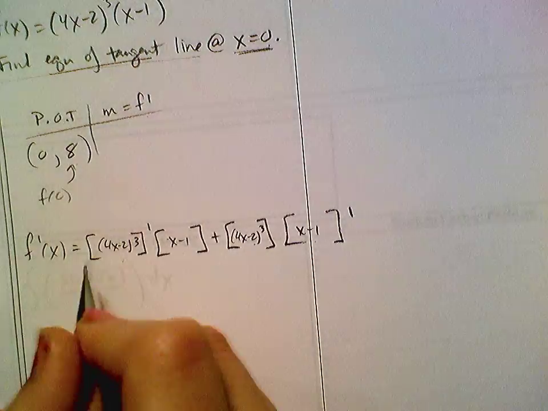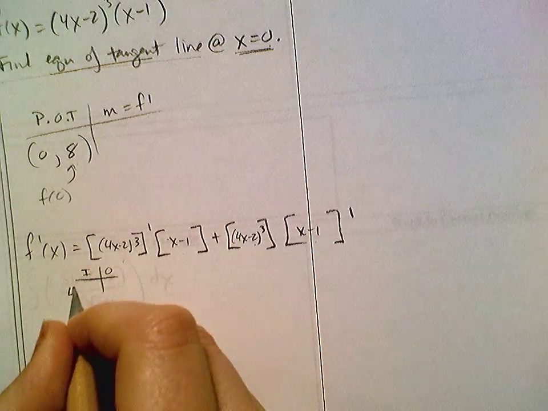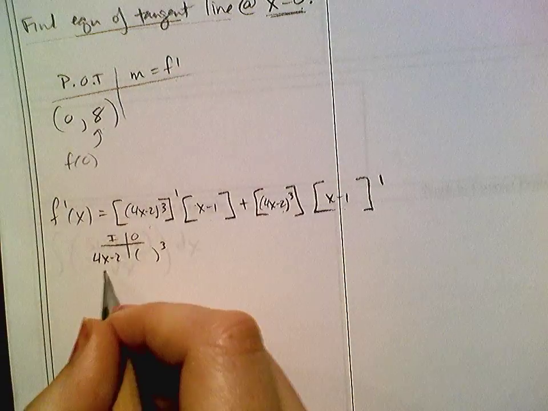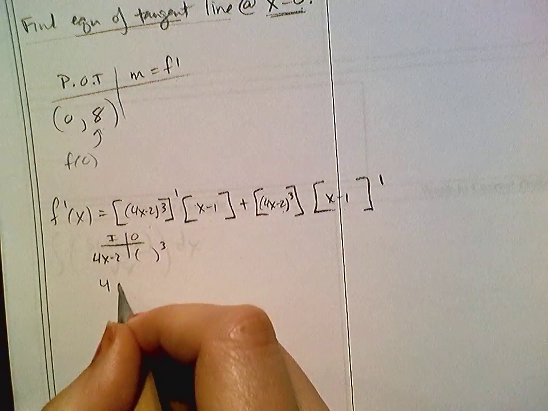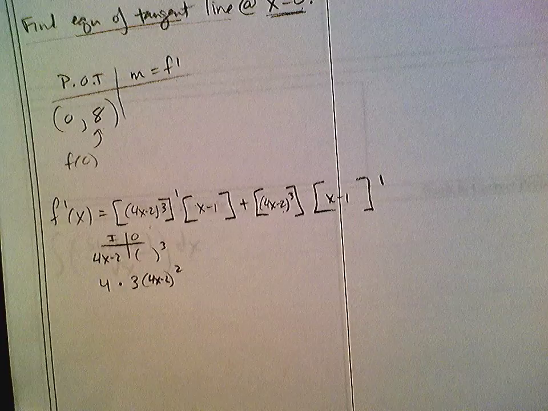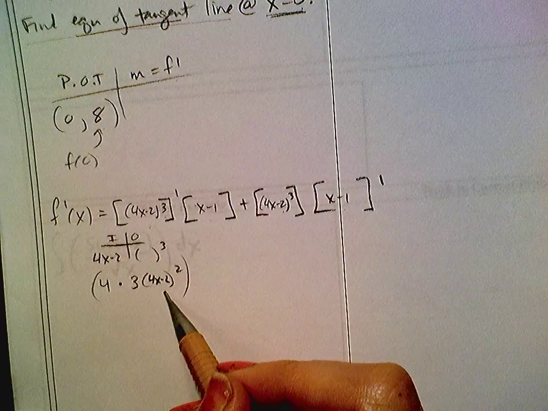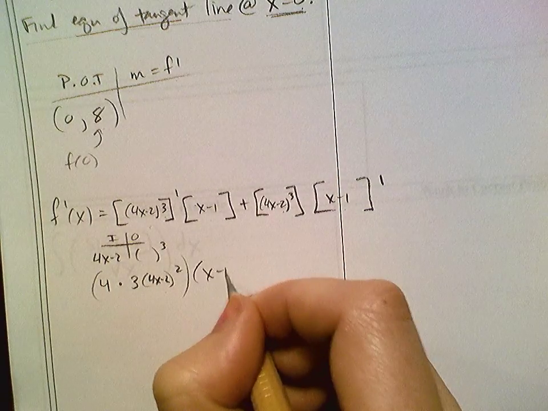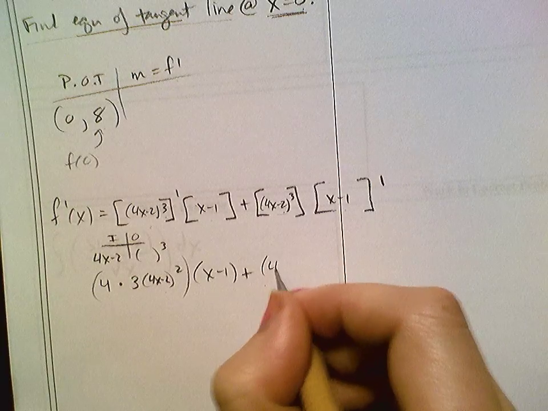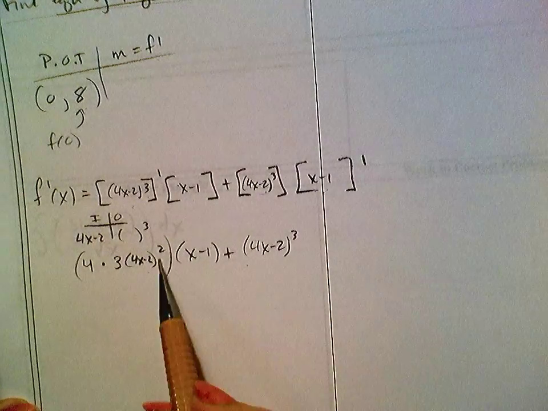For the derivative of this one, you need chain rule. The inside is 4x minus 2. The outside is blank to the third. Derivative of the inside is 4. Derivative of the outside is 3 blank squared, so 4x minus 2 goes back in. So that's this part. This just comes down. Plus, this just comes down, and then the derivative of this is just 1. So this is it.